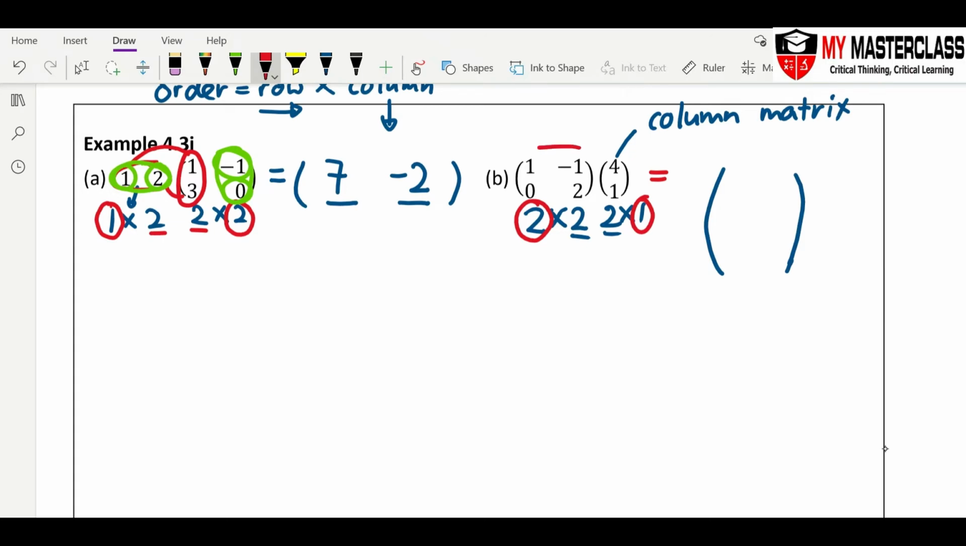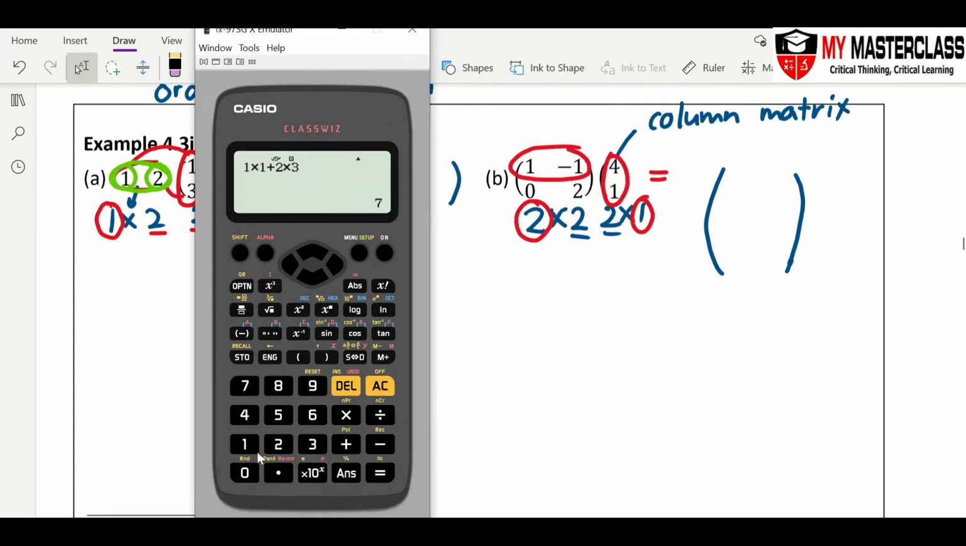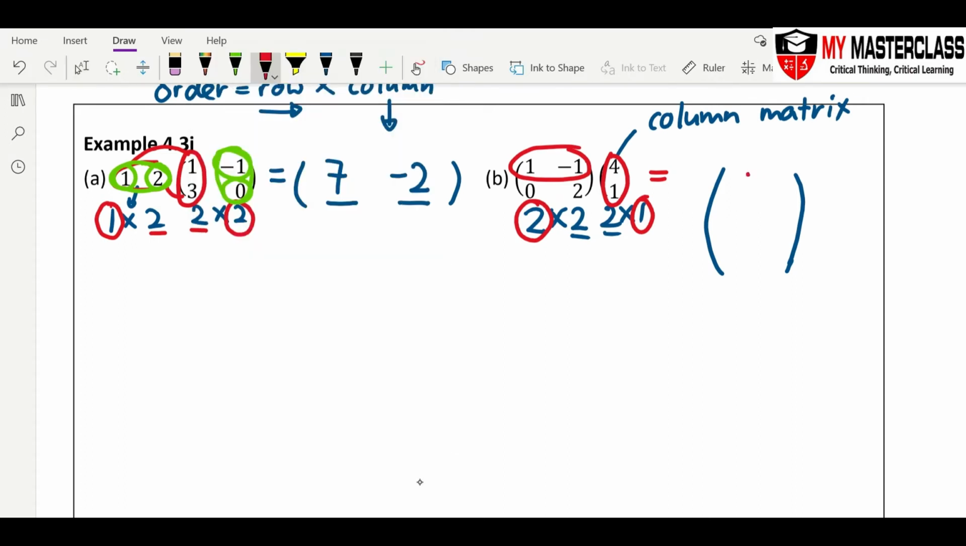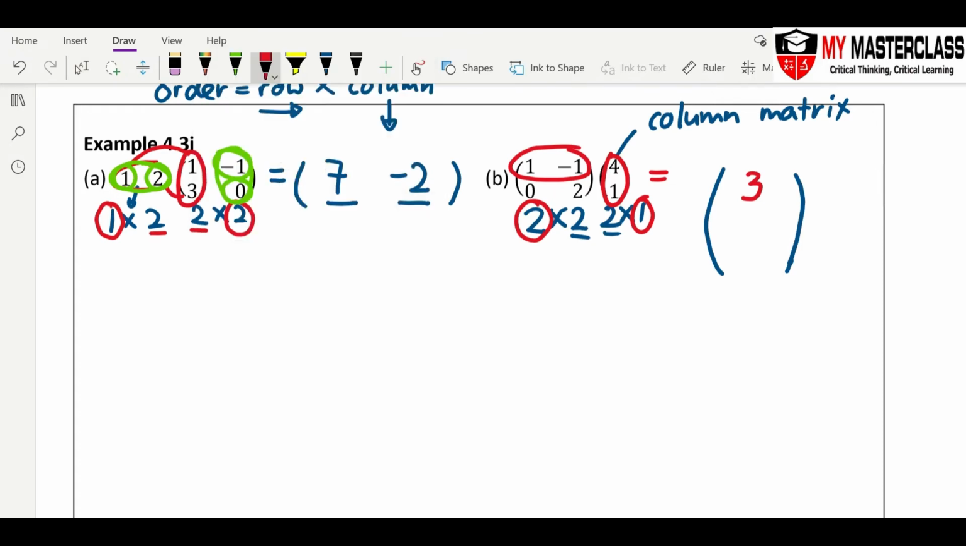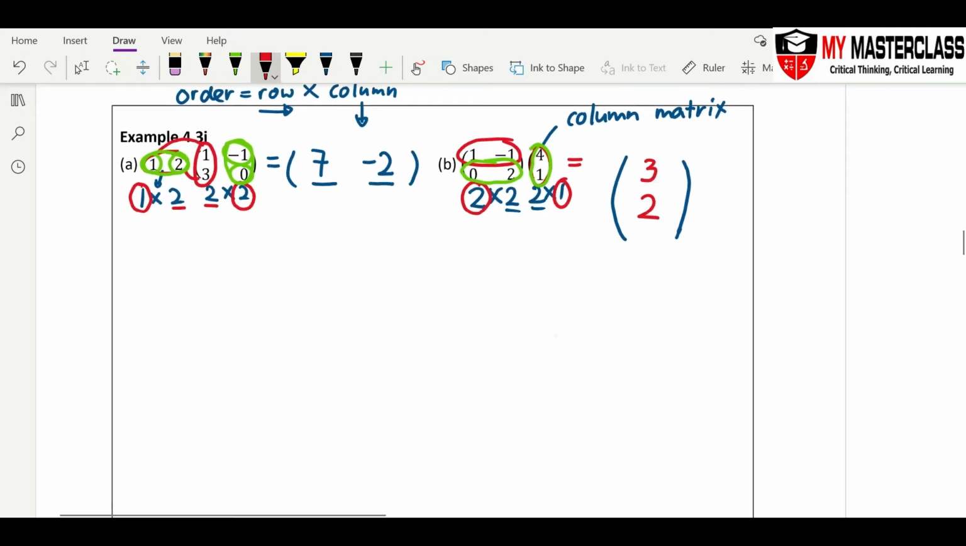So again, the first one we use this and this. 1 times 4, plus -1 times 1. First element multiplied by first element plus second element multiplied by second element, and that will give me 3. Then the second one: maybe I use green here and here. 0 multiplied by 4 plus 2 multiplied by 1, and that will give me a 2. That is how we do matrix multiplication.